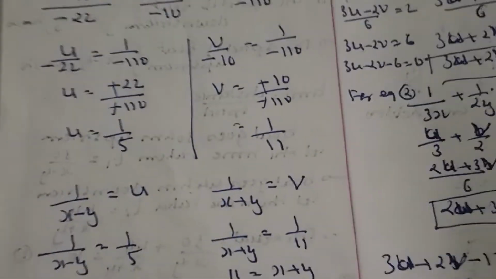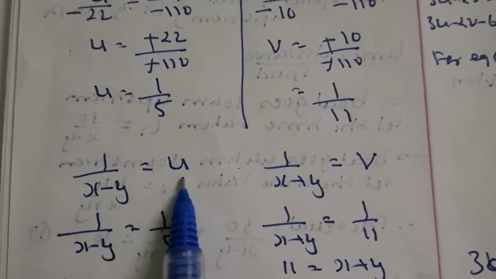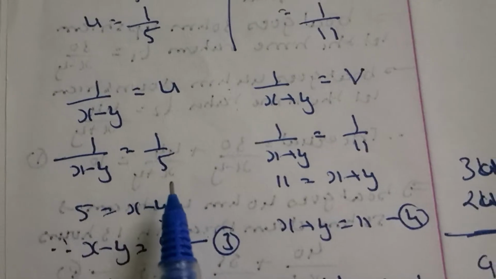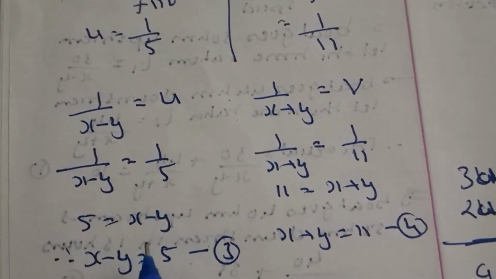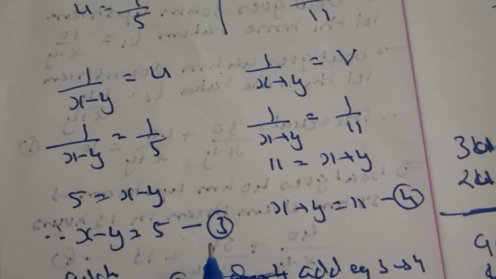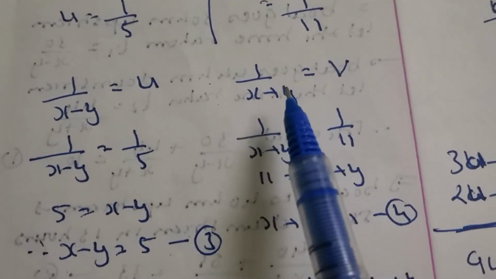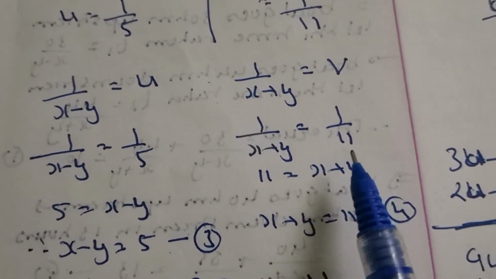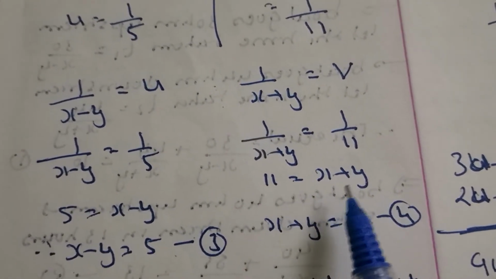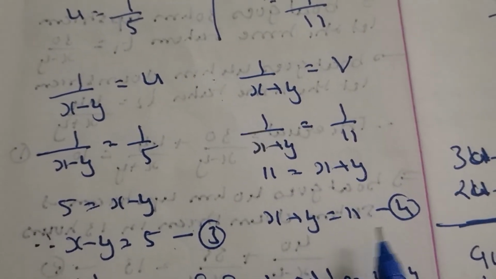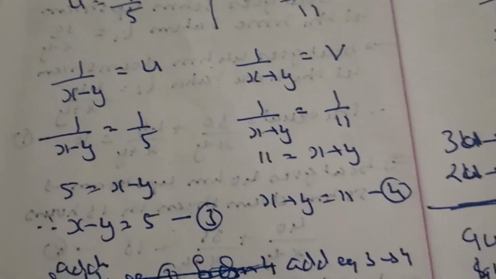But that is not our final answer, because we have assumed 1 upon x minus y is equal to u. So 1 upon x minus y is equal to 1 upon 5. Cross multiplication, 5 is equal to x minus y. So x minus y is equal to 5. That is my equation 3. Same way 1 upon x plus y is equal to v. 1 upon x plus y is equal to 1 upon 11. So 11 is equal to x plus y. So x plus y is equal to 11 is equation 4.